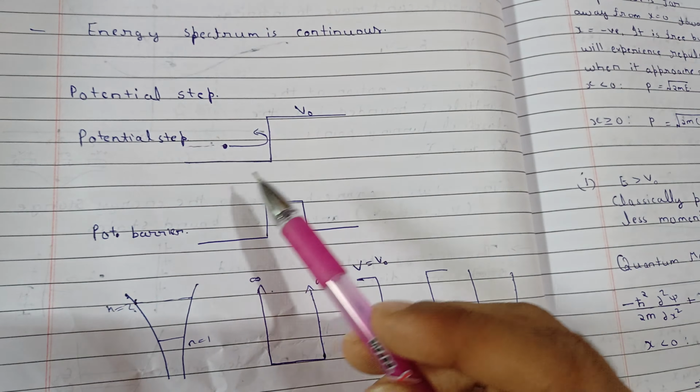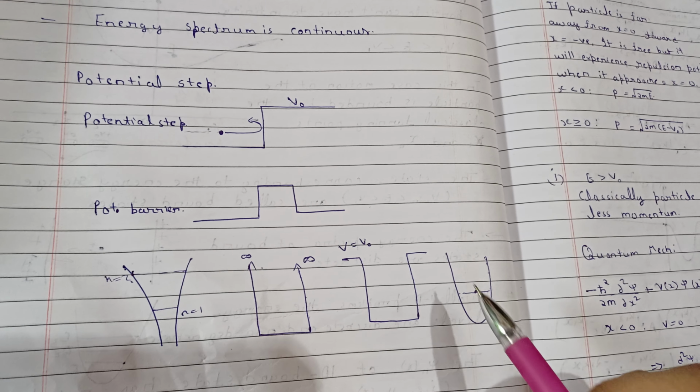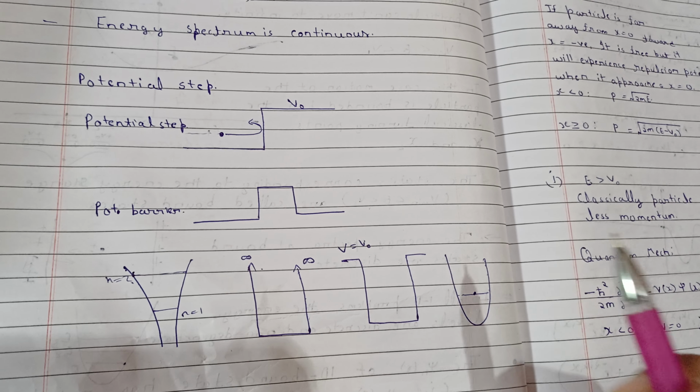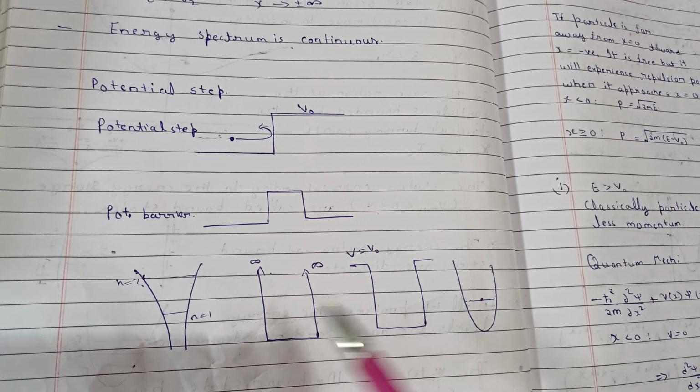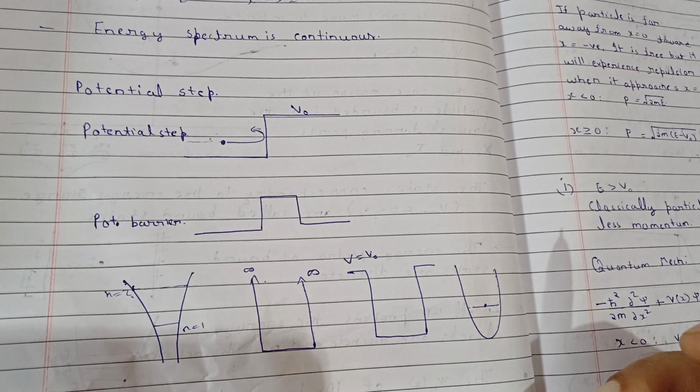But the four things we will study are the infinite potential well and the finite potential well. Then we will see the harmonic oscillator, and we will see the hydrogen atom. These are all bound states. So we'll study all these six in detail.